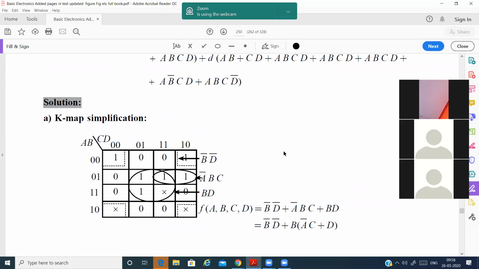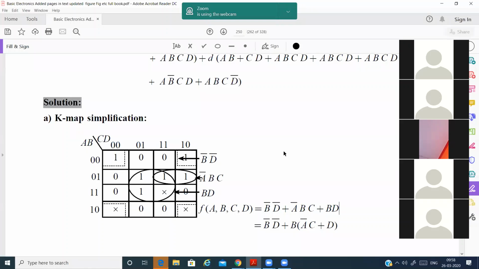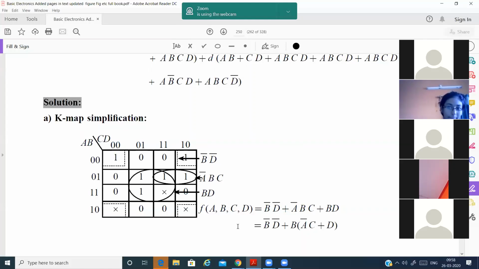Sir, here we got only 2 groups. If we get one more group, what do we have to do, sir? If you get one more group, add one more. Suppose you are asking me, this is also one, just an assumption. 1, 1. Make this as one group.